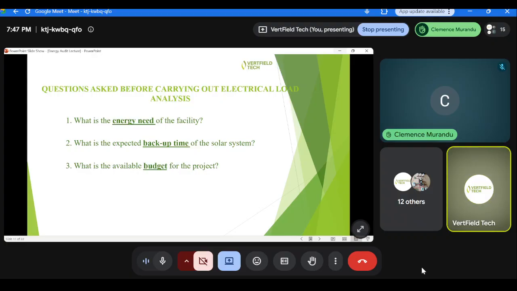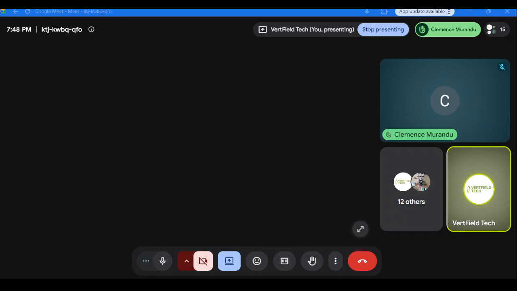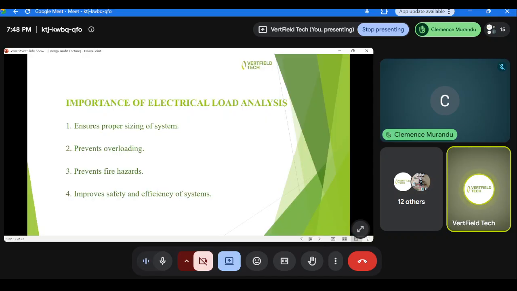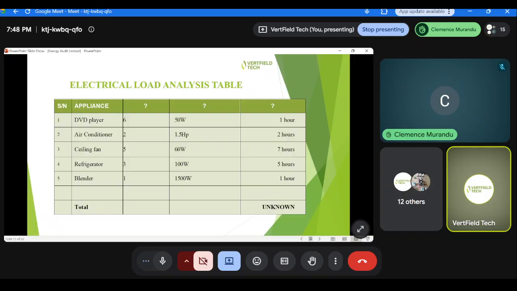You will ask, what do you do when the budget is not enough? You will give him what will work immediately and then make provision for backup. That is the best thing to do as a professional. Importance of solar electrical load analysis: it helps you ensure proper sizing of the system, it prevents overloading, it prevents fire hazards, and it improves the safety and efficiency of your system.